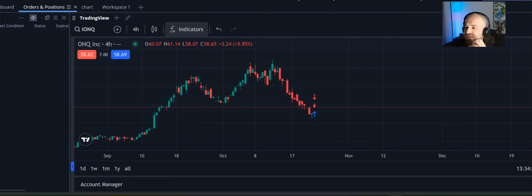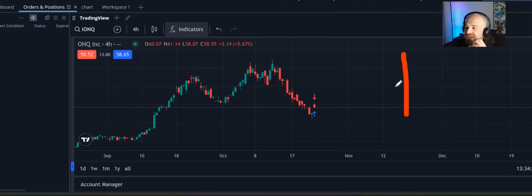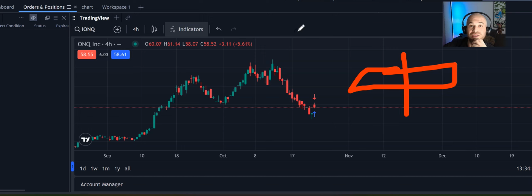But yeah, the moment it tested these lines, my candle, this here's my resistance candle. Everywhere you see this, that's resistance. Red candles. Okay, there it is.